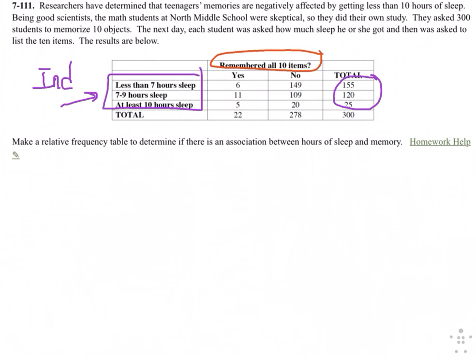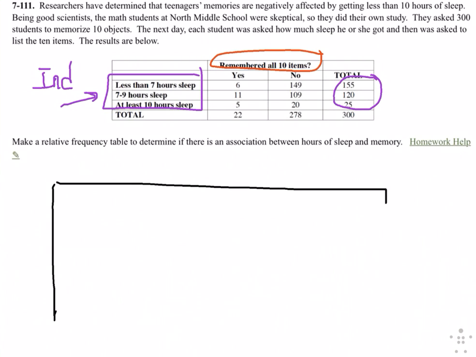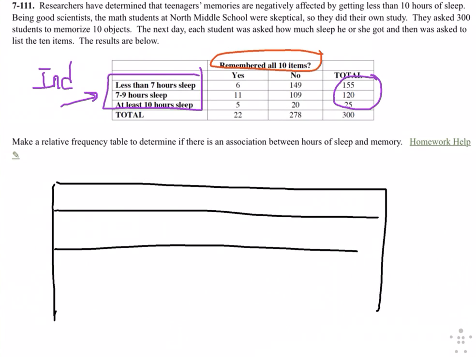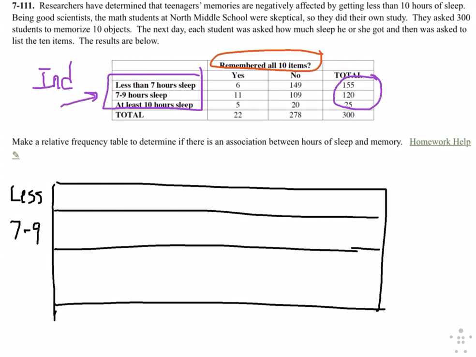So now let's set up our relative frequency table. And you guys are going to be able to do this much better because you have a pen and a ruler. So this is less than 7 hours. This is 7 to 9, and this is at least 10, so greater than 9, I guess we'll put. And you would write the same ones, but it's easier for you to write. And then this is the yes column, and this is the no column for remembering.